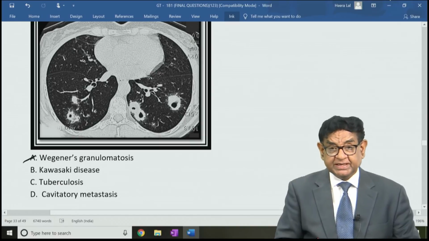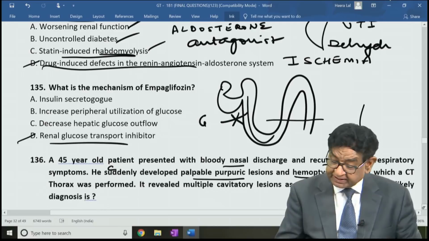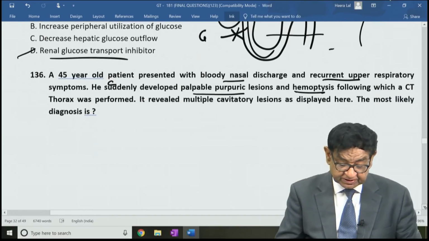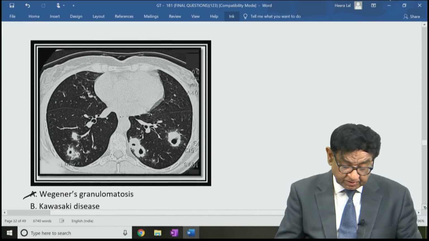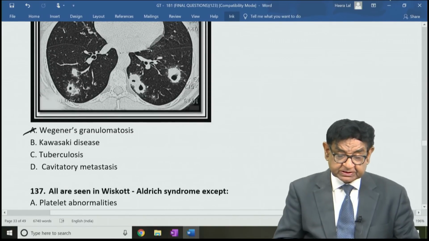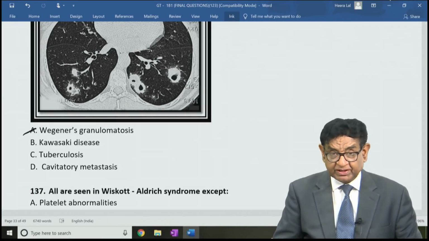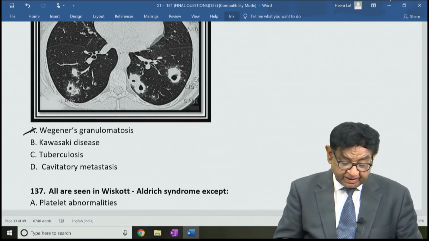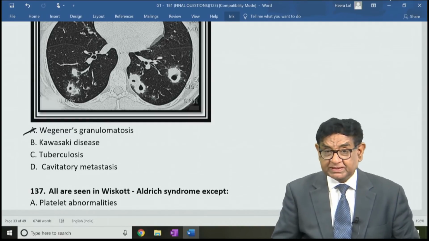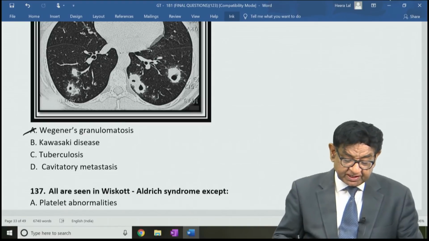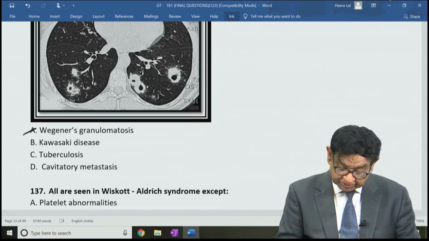What about Kawasaki? Kawasaki is a disease of children. It never occurs at the age of 45 years. This is ruled out. What about tuberculosis? Can it be there? But in tuberculosis, normally nasal discharge is not a feature. And cavitary metastasis is very unlikely because even they will not present with nasal discharge, and Wegener's granulomatosis is the best answer. So let's talk about Wegener's granulomatosis.